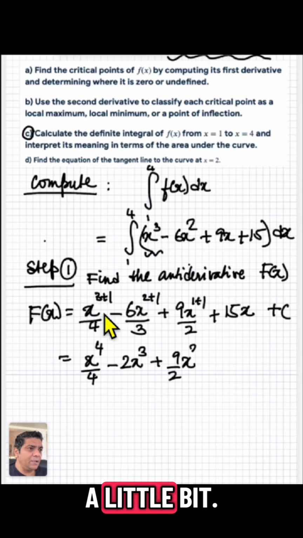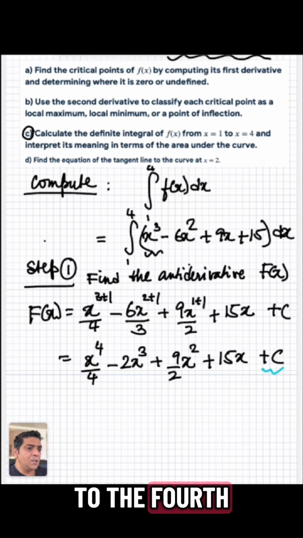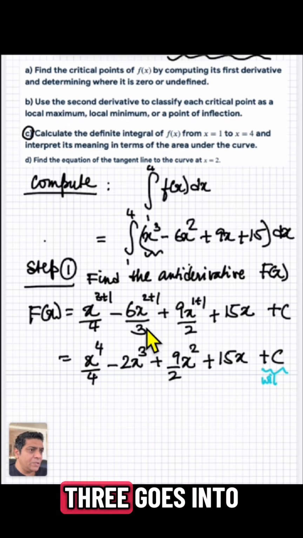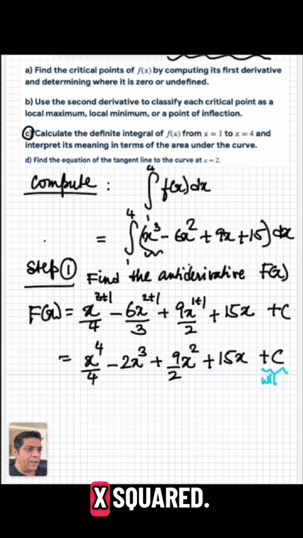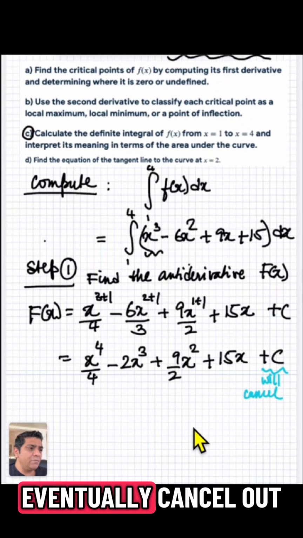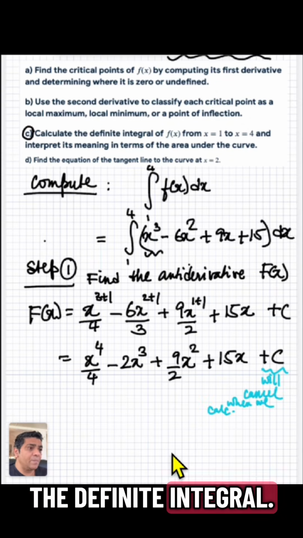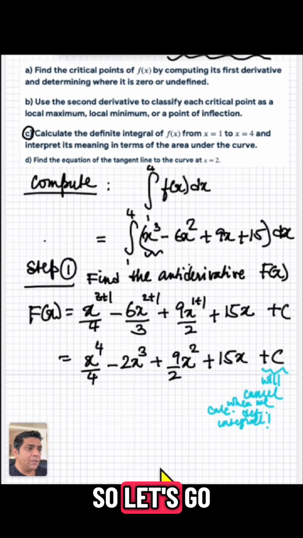So you just simplify that: x to the 4th divided by 4, minus 2x cubed, since 3 goes into 6, and then plus 9 over 2 x squared. This constant, remember, is going to eventually cancel out when you calculate the definite integral. All right, so that's step 1. So let's go to step 2.